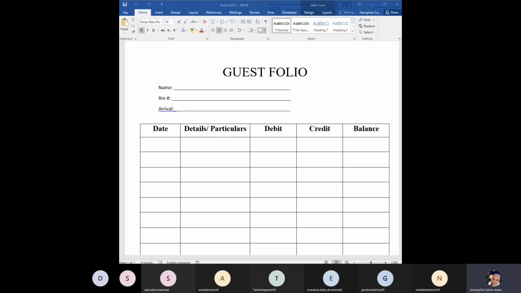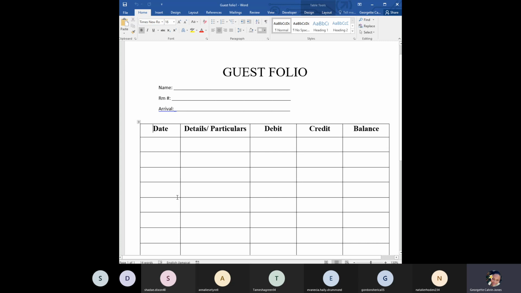All right, so let's go. The guest folio first. I can't share two screens at once, so somebody is going to have to look at the information, the instructions as to what you're really required to do, and then I'll share the screen where we complete the folio.